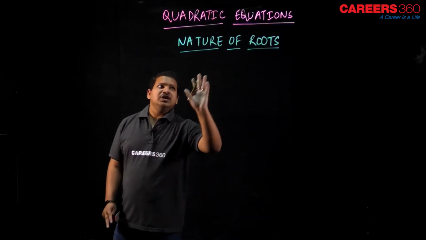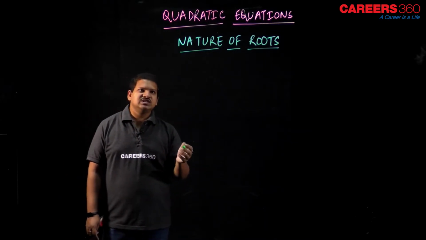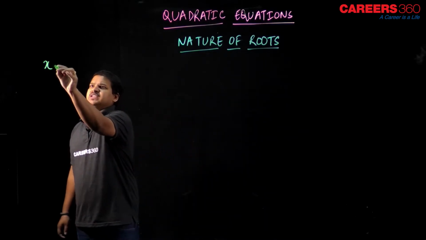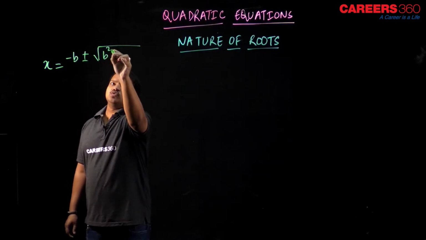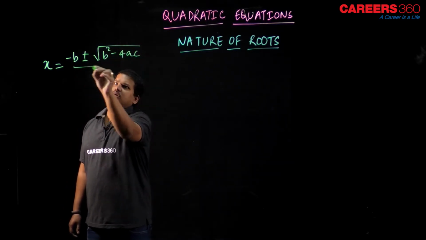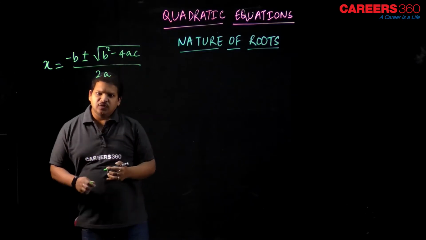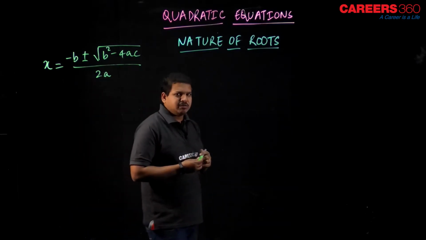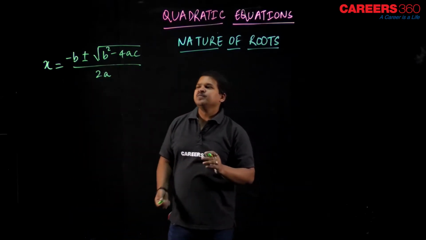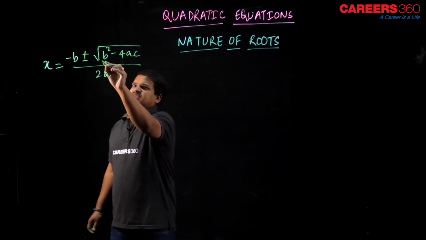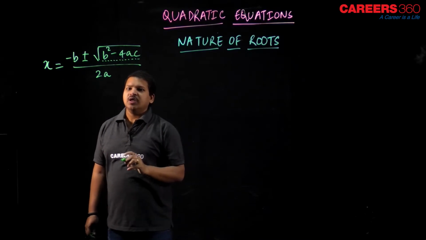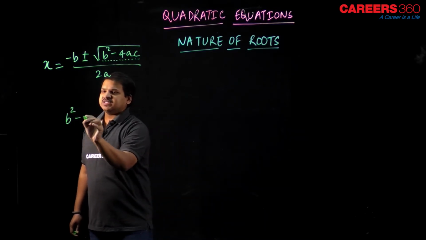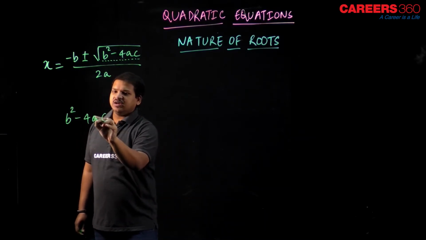The Sridharacharya formula, minus b plus or minus the square root of b square minus 4ac, upon 2a, is very useful in order to determine the nature of roots. In particular, this expression b square minus 4ac is very important. Why is this important? Let's take a look.